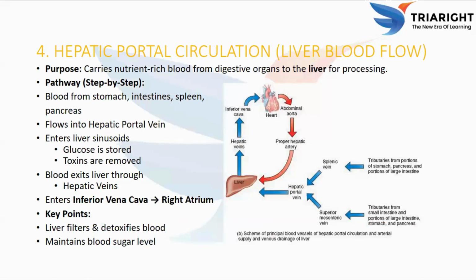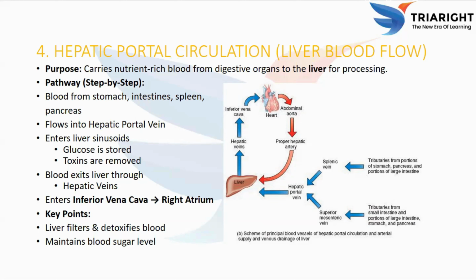So next, coming to hepatic portal circulation. It is also called the river blood flow. So what do you mean by hepatic portal circulation? It carries the nutrient-rich blood from the digestive organs like stomach, intestine, spleen, and pancreas to the liver for processing, storage, and detoxification.